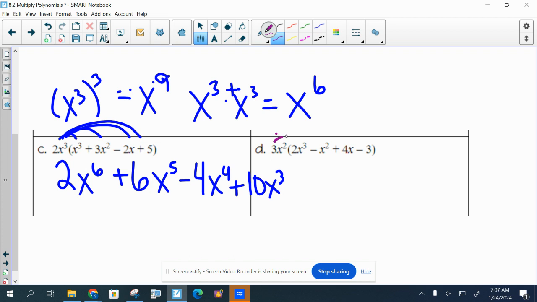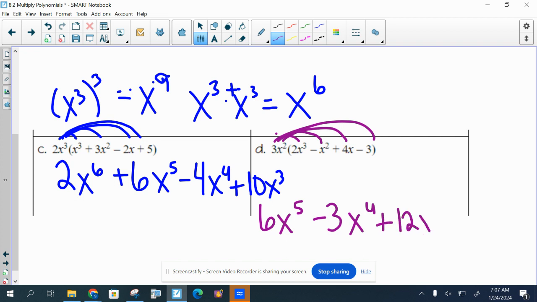Okay, for this one, very similar. So distribute: 3x squared times 2x to the 3rd would become 6x to the 5th, because you multiply the coefficients and add the exponents. And 3x to the 3rd minus x squared would become minus 3x to the 4th. 3x squared times 4x would become 12x to the 3rd. And then 3x squared times negative 9, that's negative 3, it would be minus 9x squared.